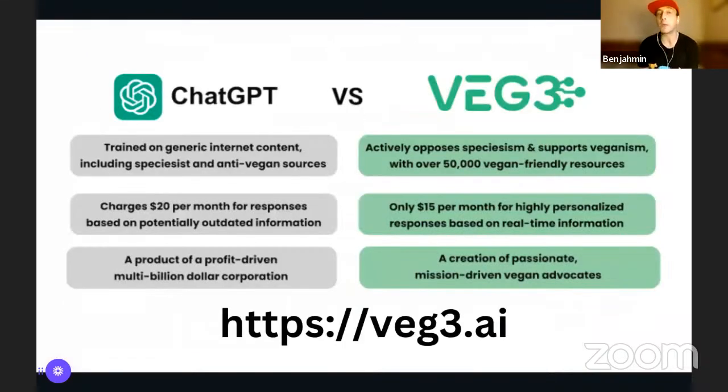And again, if you're thinking about signing up for a premium, because I've never actually paid the $20 a month for ChatGPT, but I've heard it's worth it for the additional value, you might want to consider giving your $15 a month to Veg3, because you're supporting mission-driven advocates. And if you're creating marketing content or things specific to your vegan brand, you might want a more vegan-leaning generative AI. So that's at veg3.ai.